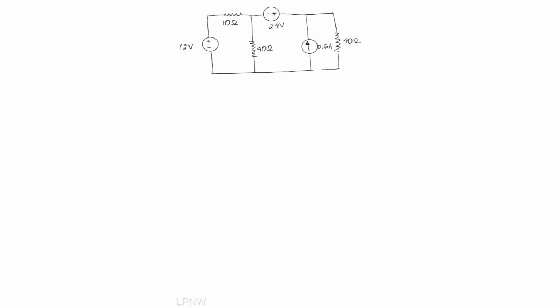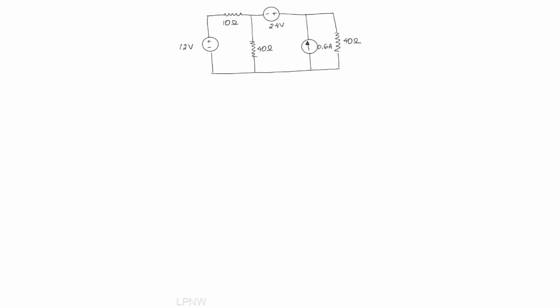For the given circuit, we need to calculate the power associated with each source: the two voltage sources, 12 volt and 24 volt, and the current source of 0.6 amps. The power is calculated as voltage times current, and we will try to figure out everything one step at a time. So we will start with noting the nodes, so we can arrange our nodal equations.